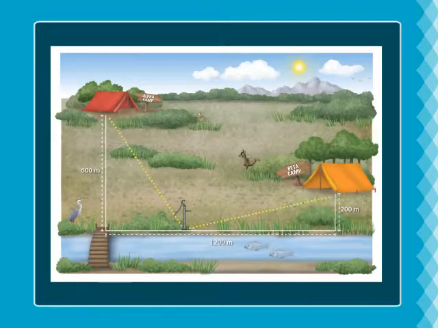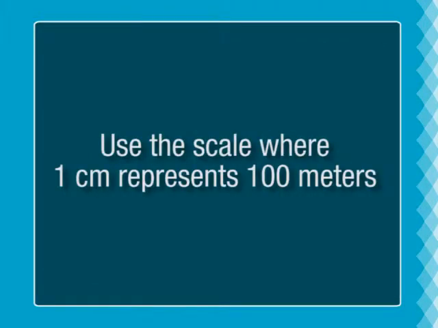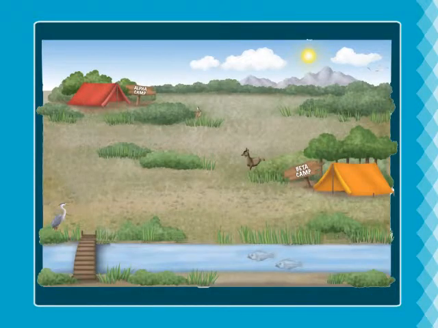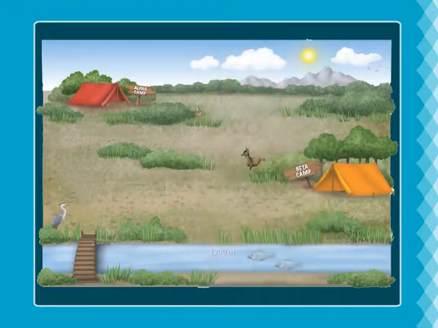Let's make a scale drawing of the river and the two research camps on the 1 centimeter graph paper. Use a scale where 1 centimeter represents 100 meters. First, find the length of the river in our scale drawing. Look at the picture of our scenario. The river is 1,200 meters. Use the scale 1 centimeter represents 100 meters to convert the length of the river, 1,200 meters, to the correct number of centimeters on our scale drawing.